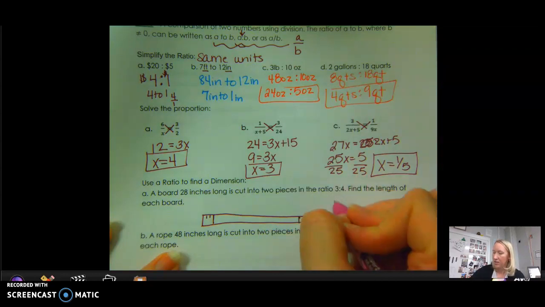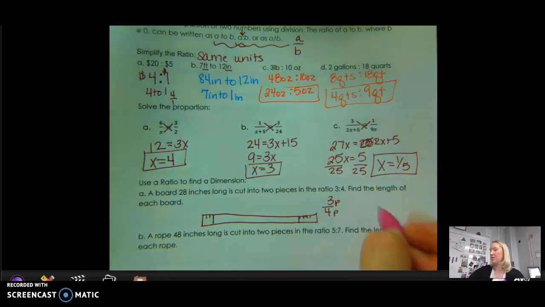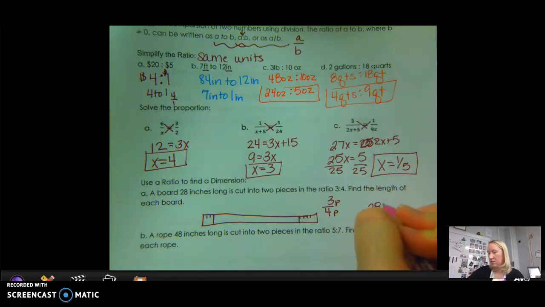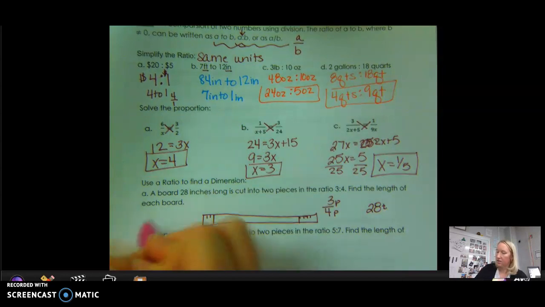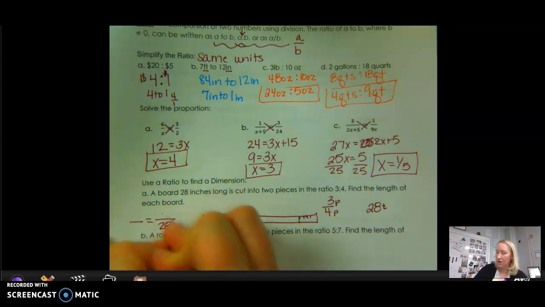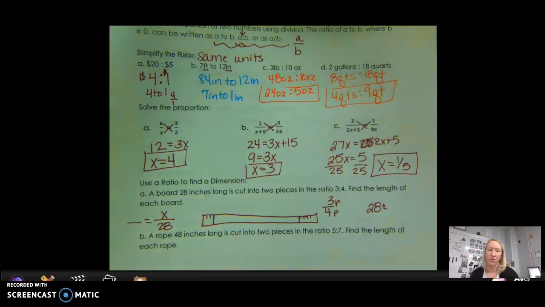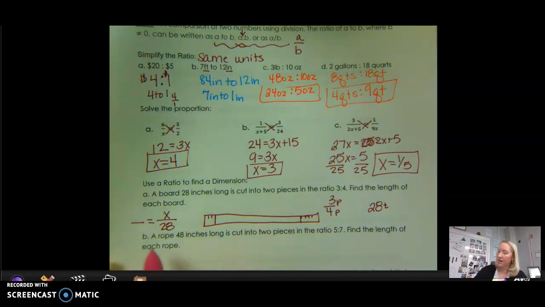So what we're going to do on this is we have 3 to 4, right? This is a part and this is a part. But they also gave me that I have 28 inches, which is a total. So a proportion is like this, and we're going to use a proportion here. But you have to have either part to part equals part to part, or part to total equals part to total. So if my total is 28, and I want to know what the 3 part is, let's talk about the 3 part. That means that I'm going to have to do the 3 part to a total.